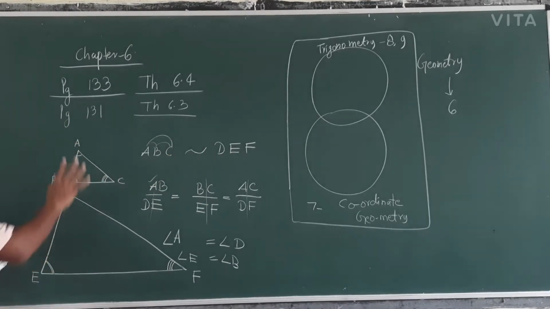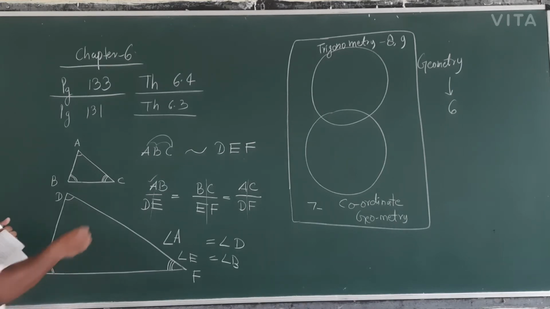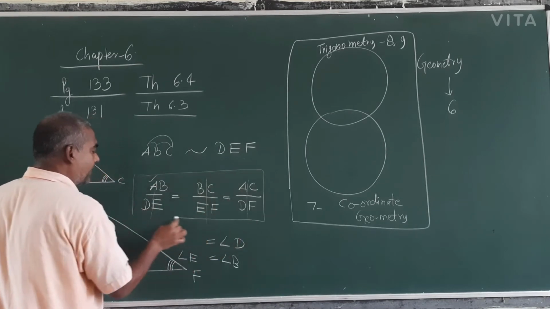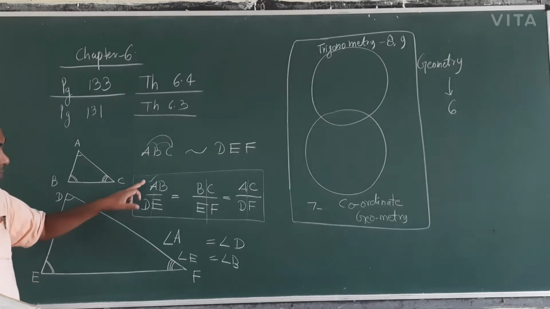So this was chapter number 6. This is the foundation of trigonometry. In trigonometry, what we do, we will make tables, we will make practicals, and we will get this ratio.